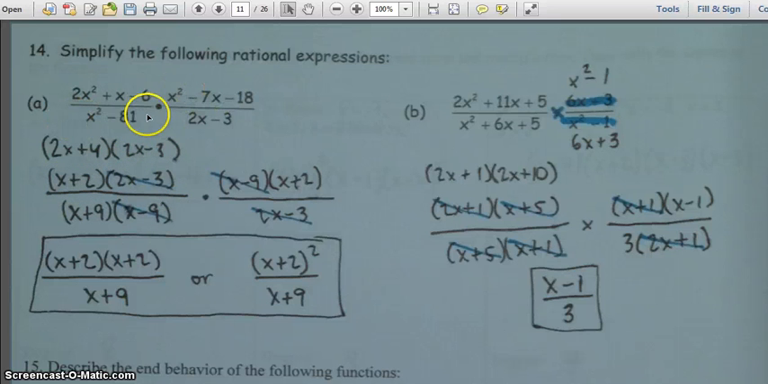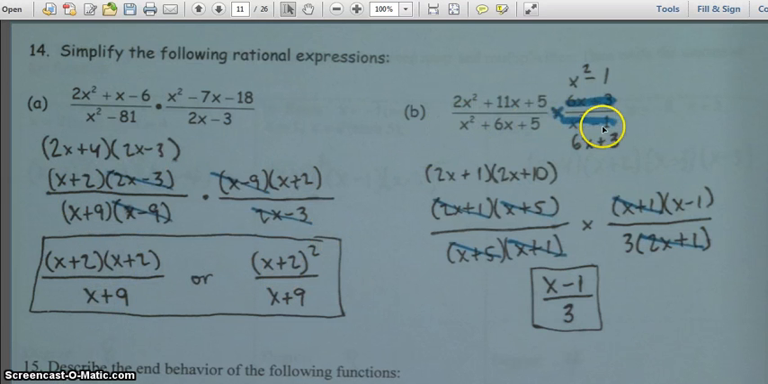The rest of it is just straight up factoring: what multiplies to give me negative 18 but adds to give me negative 7, what multiplies to give me negative 81 but adds to give me 0. And then from there, all I do is cancel the stuff on top and bottom that looks the same. Whatever's left over, I write, and that's my answer.